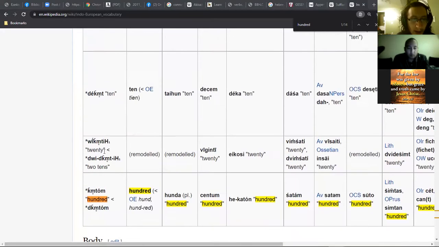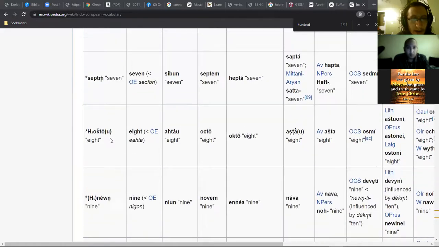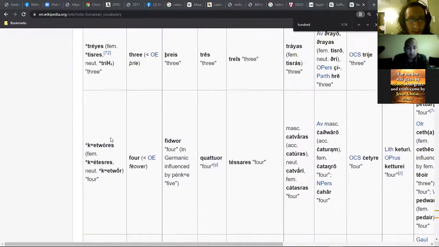Hold on one sec, because this is pretty interesting. All right. So here we go. Let's try this again. So we take a look here. The word for 100, okay? So you go to the top to see what this is talking about.